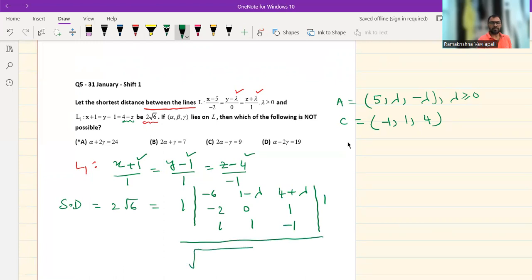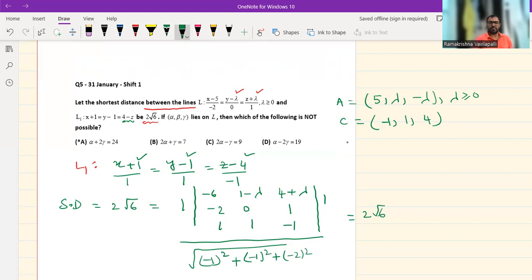square root of, the cofactor of minus 6 is minus 1. So minus 1 whole square. Nothing but this is b bar cross b bar vector. This is b bar cross b bar vector. Cofactor of 1 minus lambda. This is minus 2. This is plus 2 minus 1. So that is 1. Cofactor is minus 1. Minus 2 whole square. So this they have given as 2 root 6.